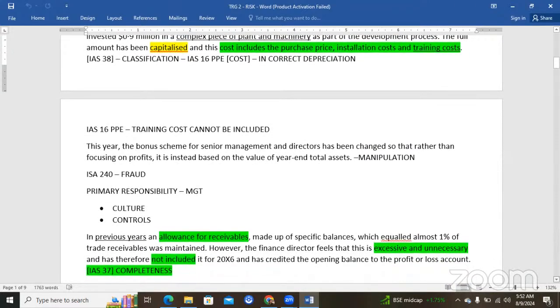And also, another issue you can argue here: when you are taking training cost into the cost, your cost is overstated. Suppose your cost is overstated, what will happen to your depreciation? Because you all know the depreciation is calculated based on the cost, right? So either a straight line method or reducing balance method, we are calculating the depreciation based on what? The cost. Therefore, when training cost is included within the asset cost, that will affect our depreciation as well, right?